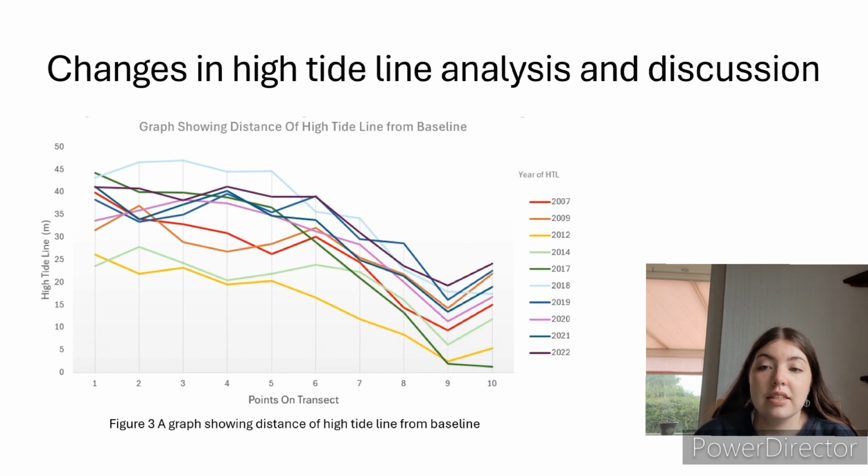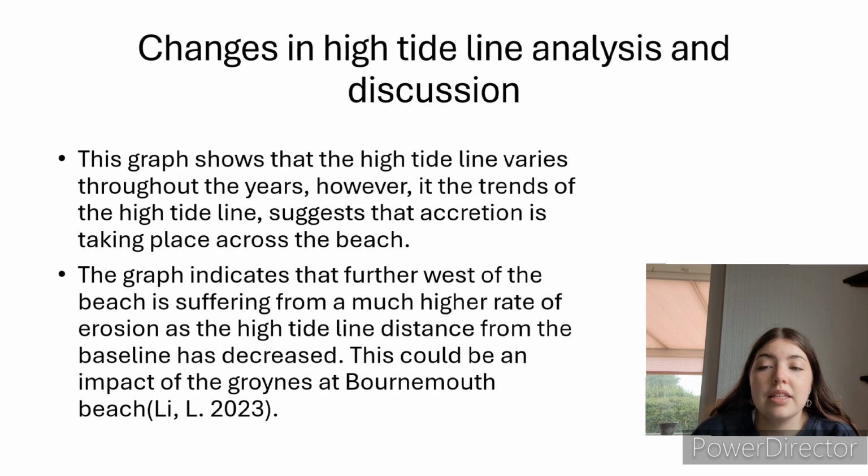Discussion and analysis. Figure 3 shows that the high tide line varies throughout the years. To complete my graph, I measured the distance between the high tide line in 2005, which I used as my baseline, to each individual year. Overall, the trend of the high tide line suggests that accretion is taking place across the beach. The graph indicates that from 2017 to 2022, the beach mainly accretes sediment.